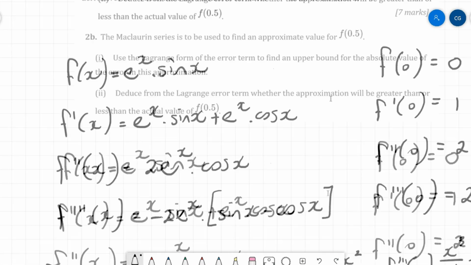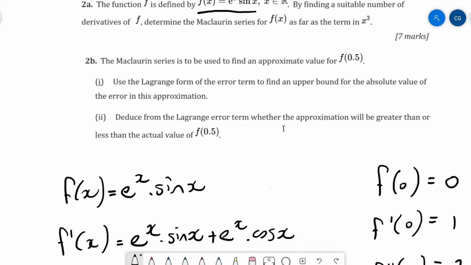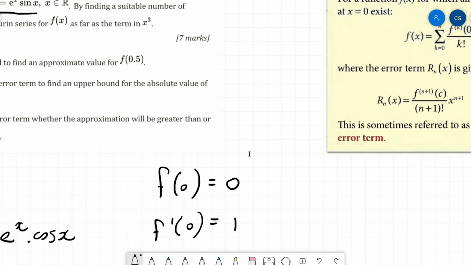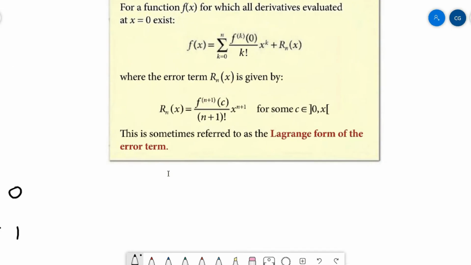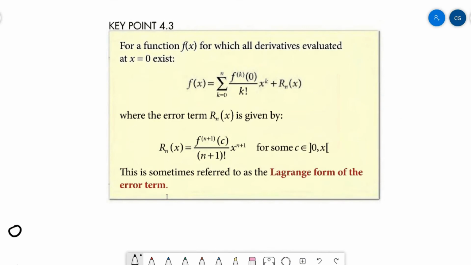Now let's go back and take a look at part B. The Maclaurin series is to be used to find an approximate value for f of 0.5. Use the Lagrange form of the error term to find an upper bound for the absolute value of this term. Now this is not in the formula booklet, so this is definitely something worth remembering. So here what we have is the error term, the error term Rn of x, and this is the formula.